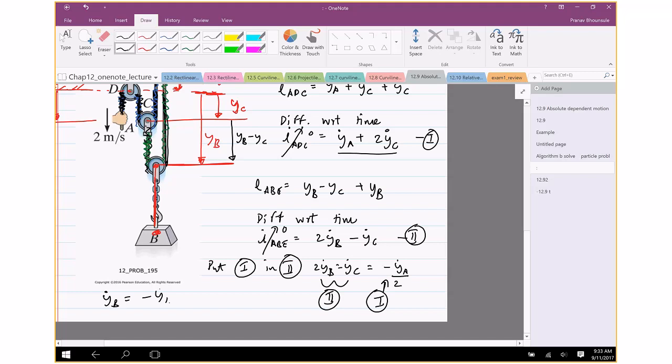That's this expression. And so since YA dot is 2, YB dot is negative 0.5. The key thing is that the velocity of point B is 1/4 of the velocity of A, and that happens because of the two pulleys.